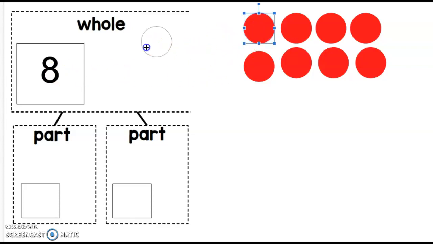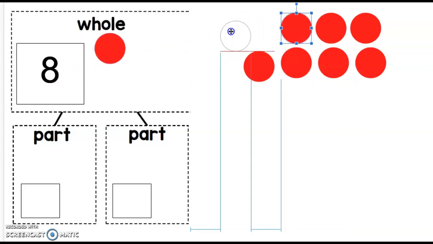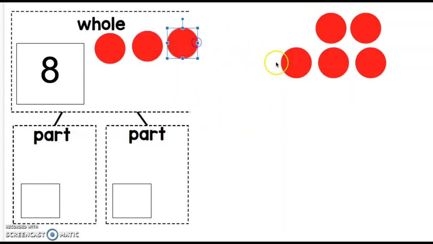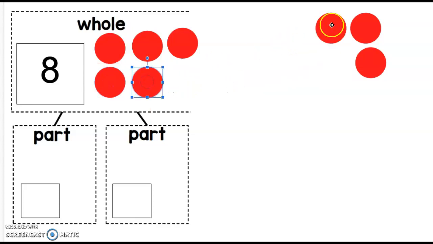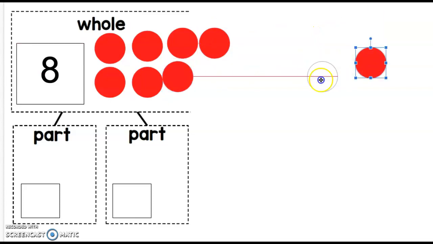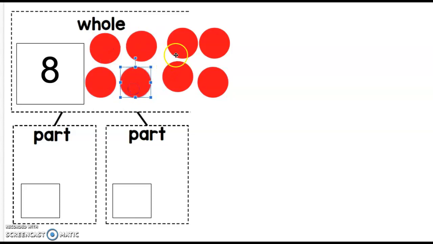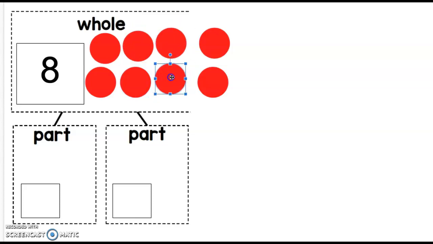So I'm going to put 8 circles in my box. 1, 2, 3, 4, 5, 6, 7, 8. So 8 is my whole number. And so we are going to talk about decomposing this number 8 into two numbers or two parts.